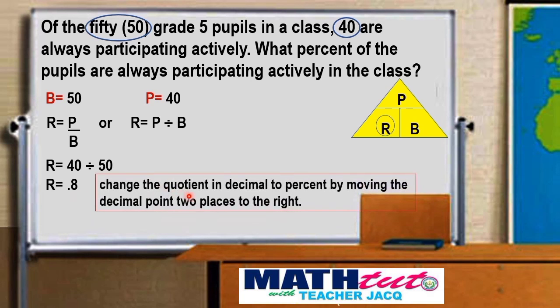Now, we need to change the quotient in decimal to percent by moving the decimal point 2 places to the right. So, andito ang ating decimal point. I-move natin siya ng 2 places to the right. So, let us move. Okay, so, decimal point, move ng 2 places. We have 1, 2. Dahil minove natin siya ng 2, ang ating sagot ay rate is equals to 80%.